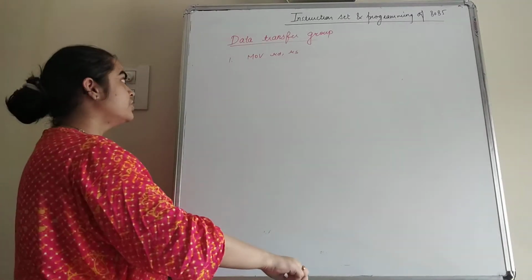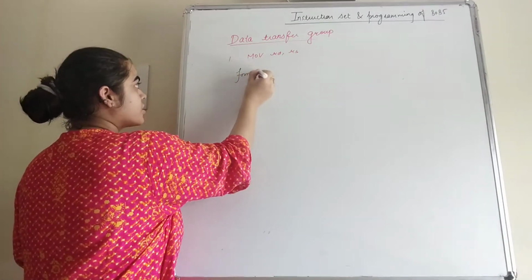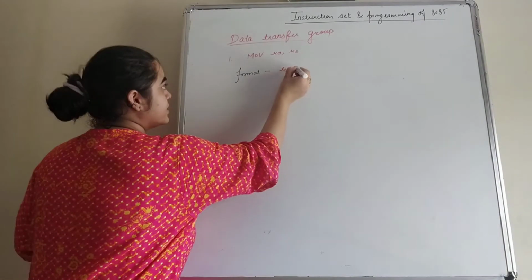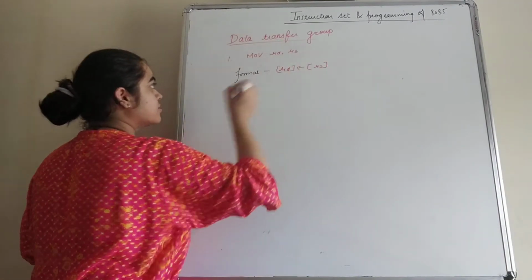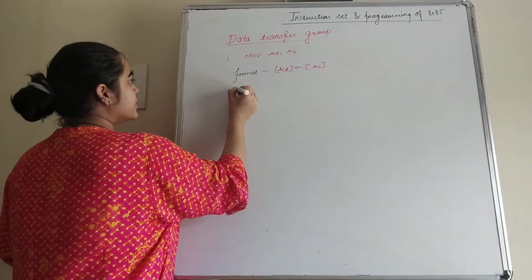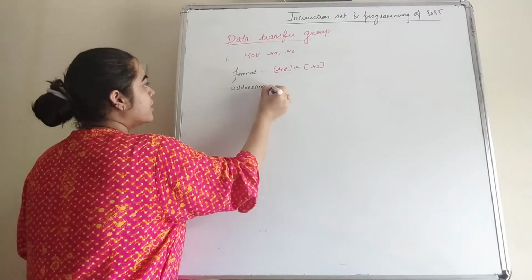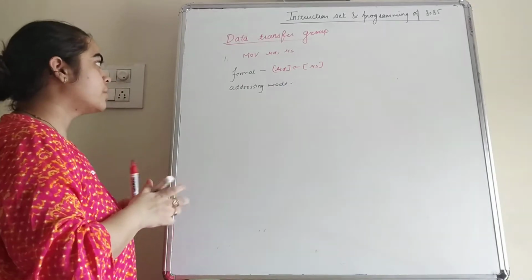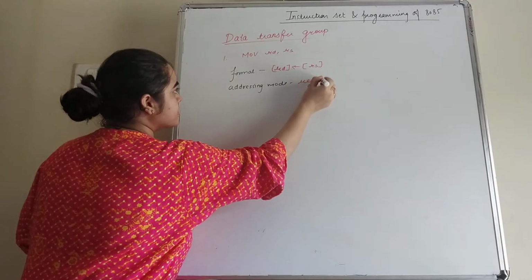Initially we can see the format. The format for this instruction is MOV RD, RS, and the contents of the source register will be transferred to the destination register. Next one is the addressing mode. Here we have registers in the instruction, so the addressing mode is register addressing mode.